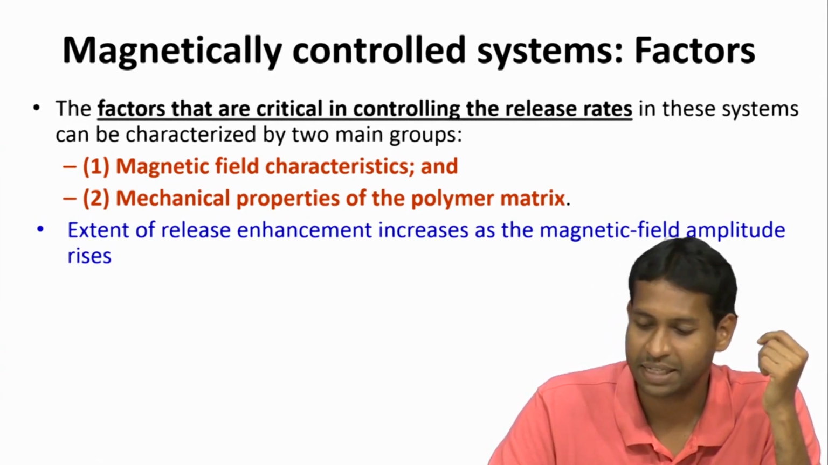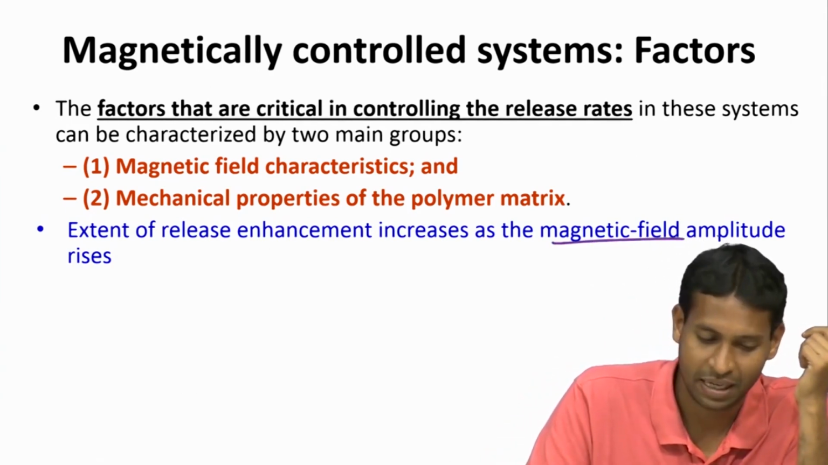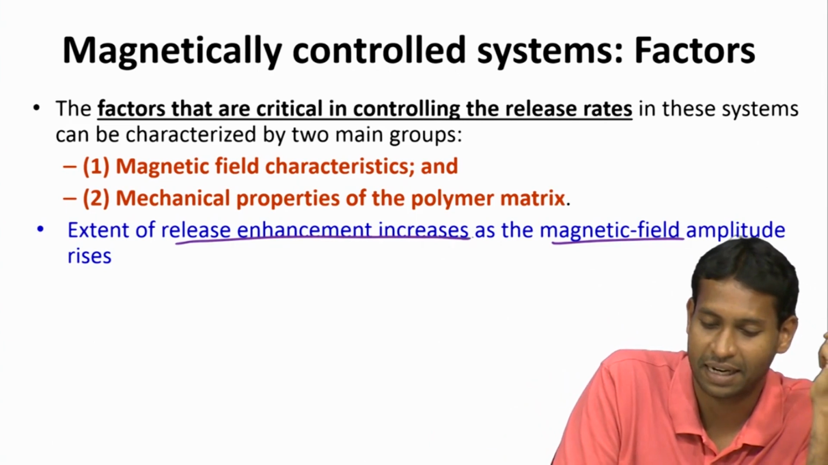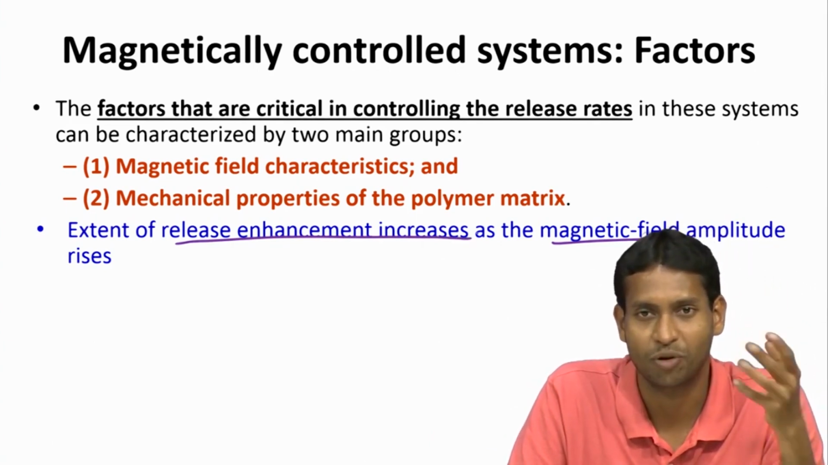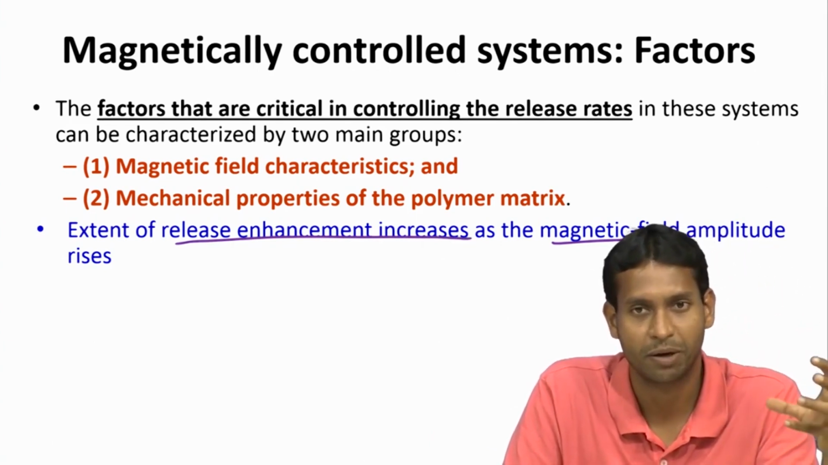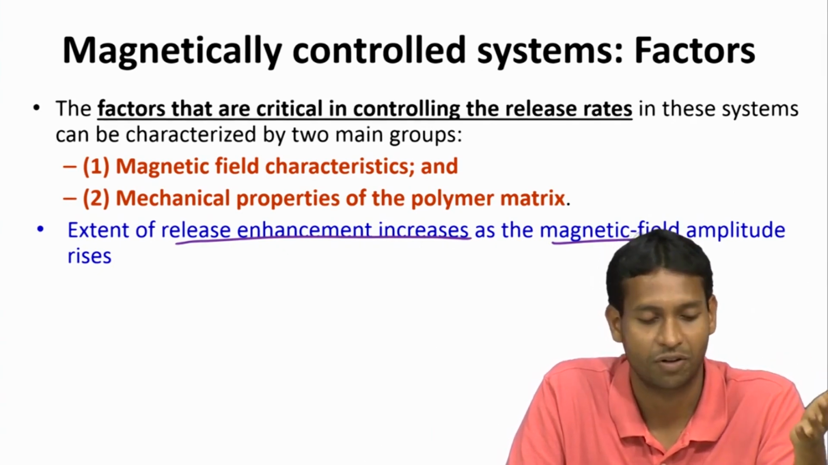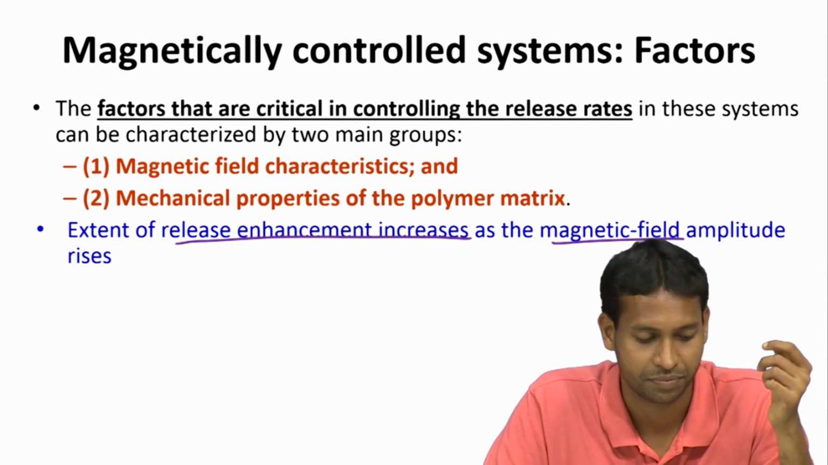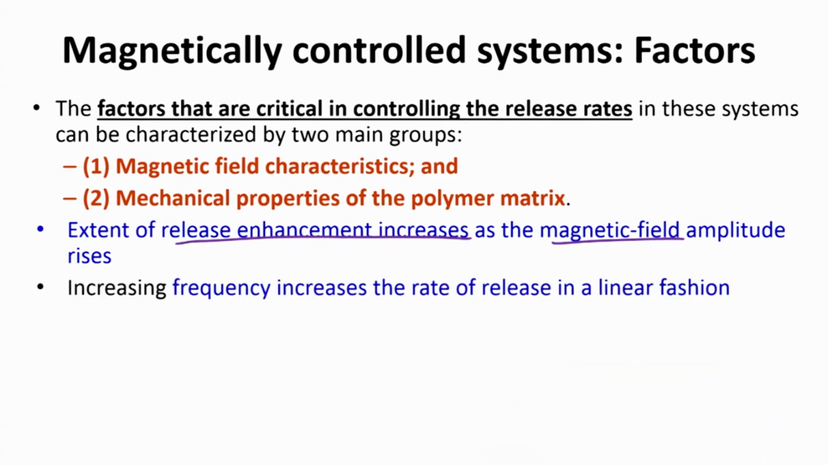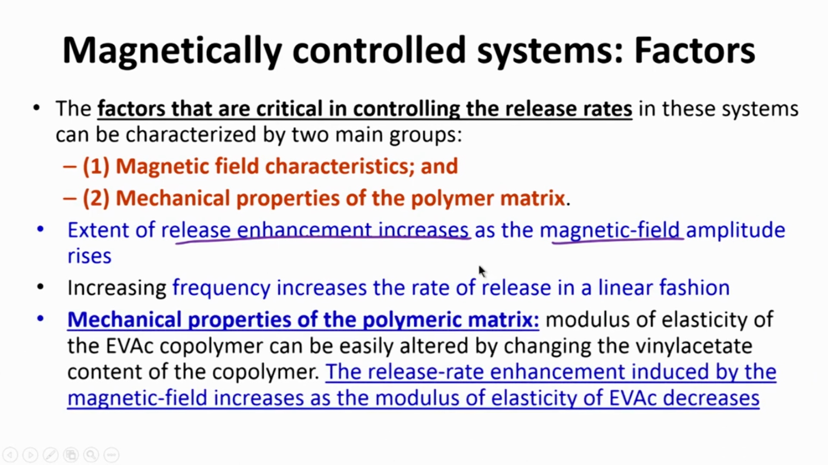So, as you increase the magnetic field, the release is enhanced, and this is fairly obvious. The more magnetic field you are applying, the more energy you are imparting to the system, and this is going to cause more release of your drug from the particular system. So, if you do more frequencies, as you continue to do it multiple times, you are increasing the release rate in a linear fashion.